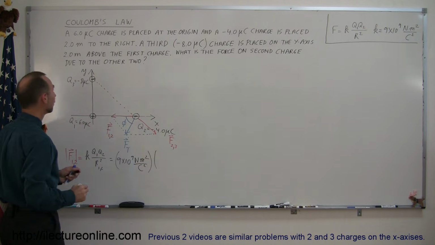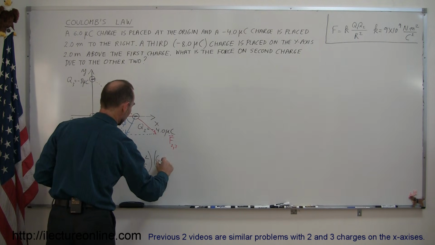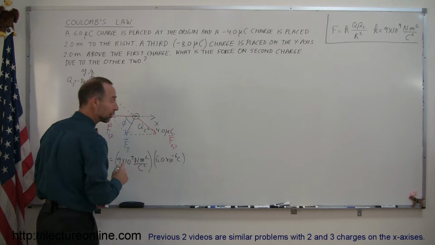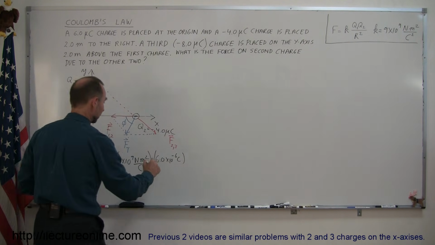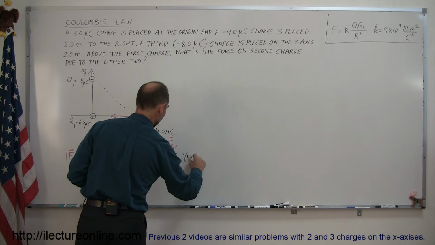Multiply times the magnitude of the first charge. That's this one right here, so it's 6.0 times 10 to the minus 6 coulombs, because micro is 10 to the minus 6. The second charge is 4.0 times 10 to the minus 6 coulombs.